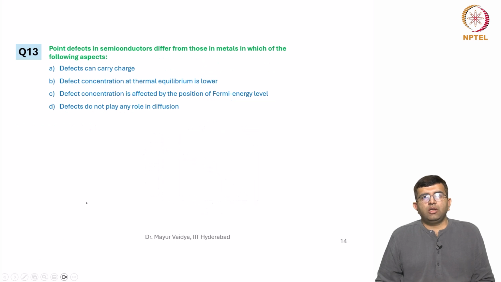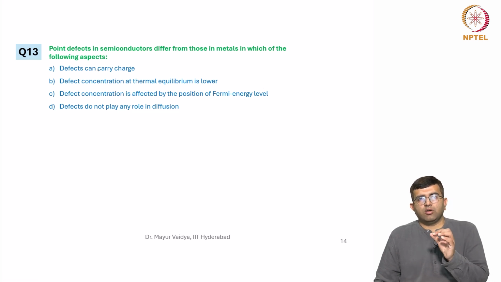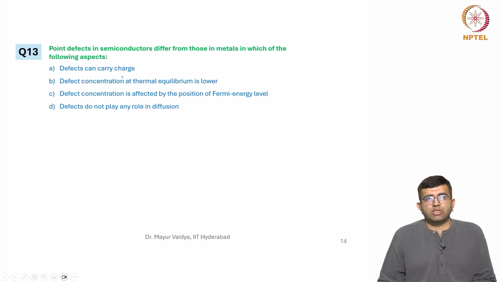Question number 13. Point defects in semiconductors differ from those in metals in which of the following aspects? The first is defects can carry charge. So, yes, it is correct. Semiconductor defects can contain charge. They have plus, minus, or they can be neutral depending upon where the Fermi energy level is located.